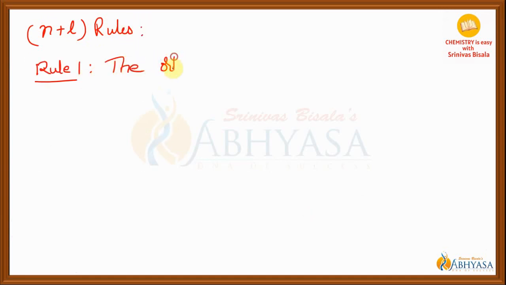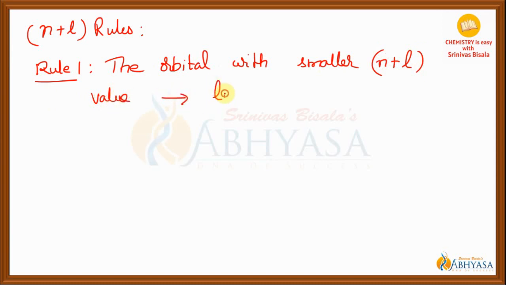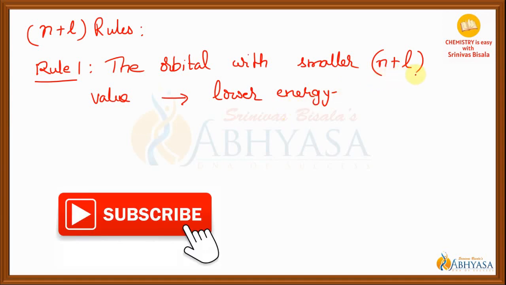To solve this, we need to know the n plus L rules. And what are these n plus L rules? Here is rule 1. The orbital with smaller n plus L value possesses lower energy. So the orbital with smaller n plus L value possesses lower energy. जो ऑर्बिटल का n plus L value कम रहेगा उसका एनर्जी कम रहेगा.